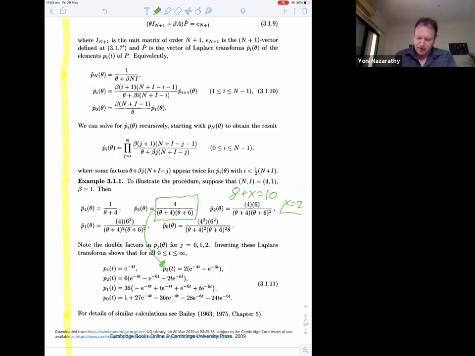The other way is to answer my question, how do I know that the solution to 8 plus x equals 10 is x equals 2? I stick in a 2 here and I see it satisfies the equation. Similarly, to know that this is the inverse Laplace transform of that, what you need to do is the Laplace transform of this, 0 to infinity e to the minus theta t dt, and get that. Laplace transforms rely on the fact that there is a one-to-one correspondence between a function and its Laplace transform. So you're actually given the inverse Laplace transform.